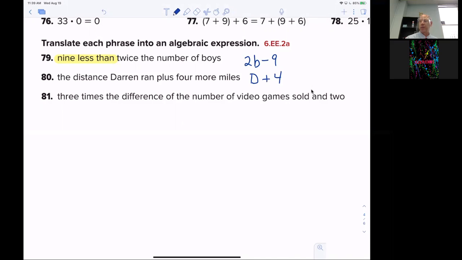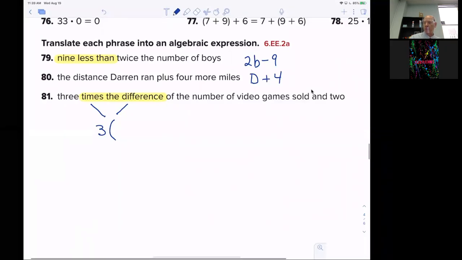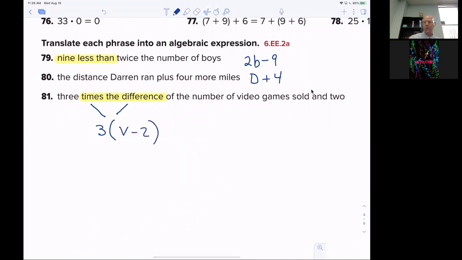Now here, I want everybody to make themselves a little note if you missed this. Times the difference. Notice there are 2 operations in a row, multiply and subtract. When there's 2 operations in a row, that means I'm going to require what? Who remembers? Yay, parentheses. So it's 3 parentheses. The number of videos sold. So I'll do V and 2. That's what I need.